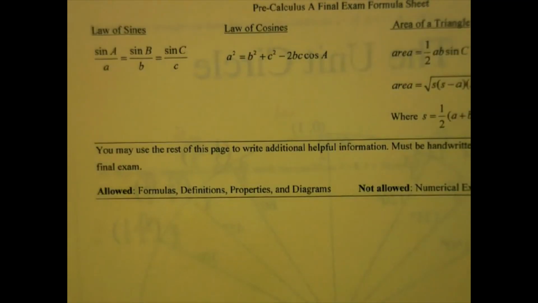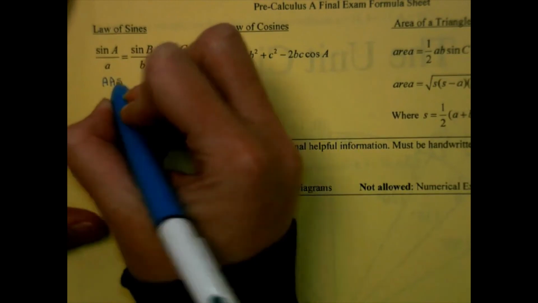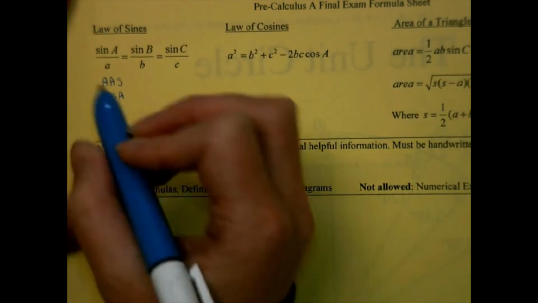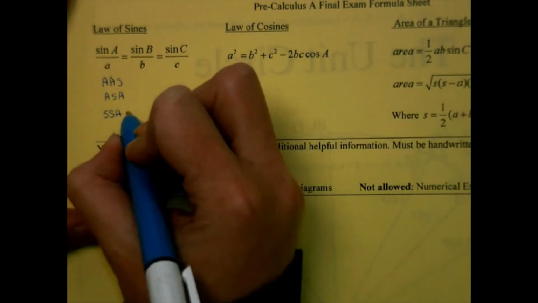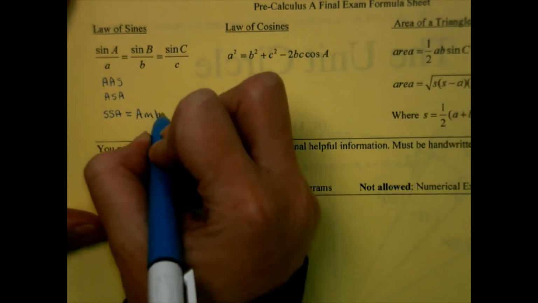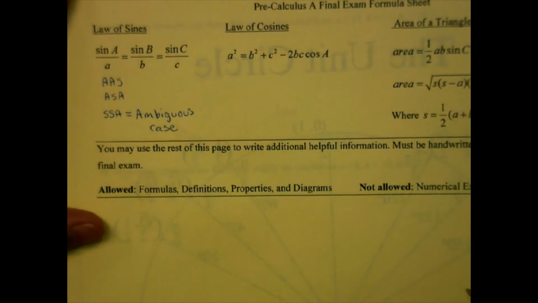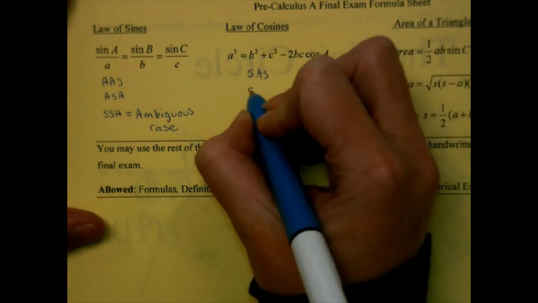The remaining questions all are law of sines and law of cosines. We use the law of sines when we have angle, angle, side, angle, side, angle after solving for the third angle, and then side, side, angle. But remember, this one is the ambiguous case. If we have this, we need to figure out if there are 0, 1, or 2 triangles. Law of cosines we'll use in SAS, SSS.